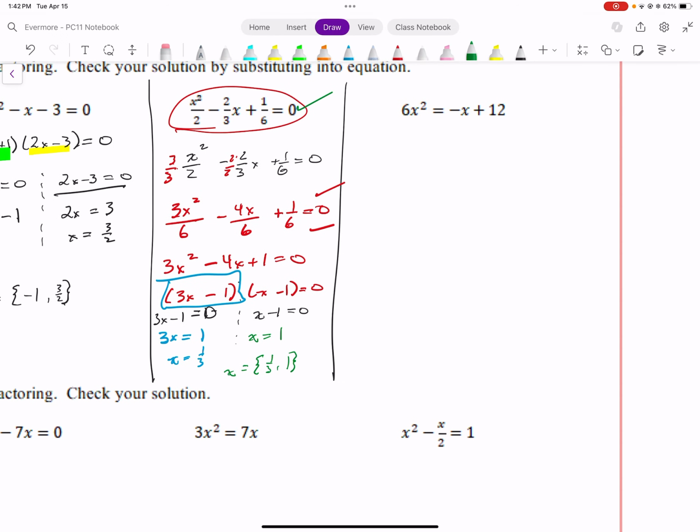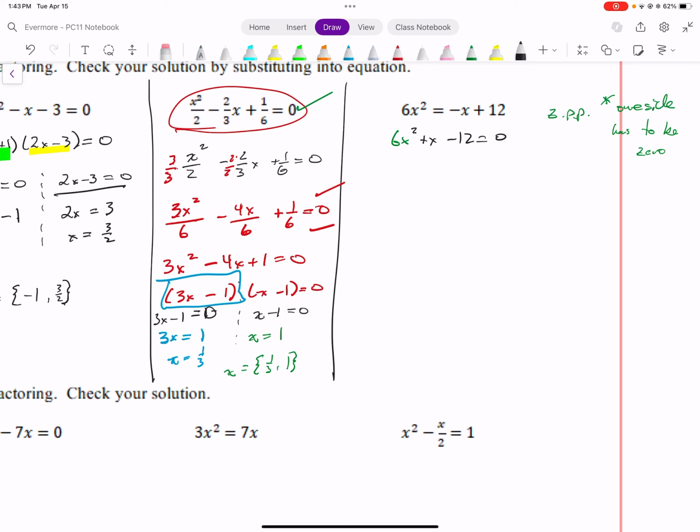Now this next equation, 6x squared is equal to -x plus 12. Well, I want to solve this by factoring. But it's really important that I'm going to use the zero product property, and in order to use the zero product property, one side has to be 0. Well, it's not the case here. So what I'm going to do is, air quotes, move everything on the right-hand side over to the left-hand side. I do so by adding x and by subtracting 12 to both sides.